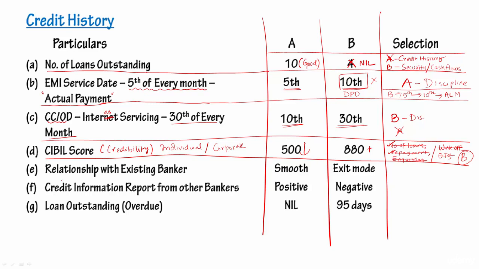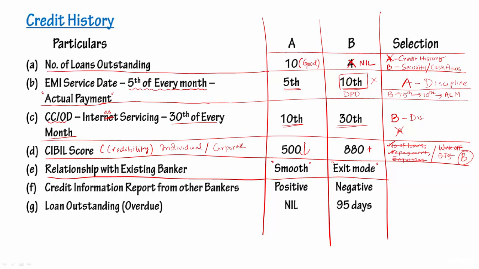Okay, next, relationship with the existing banker. The next parameter is the relationship with the existing banker. Now, let's say the customer already has a banking relationship, already the customer has availed a loan and is servicing it, but that customer has come to a new bank. So how will this new bank evaluate? He will try to understand what the relationship with the existing bank is. Is it a smooth relationship or is it in exit mode?